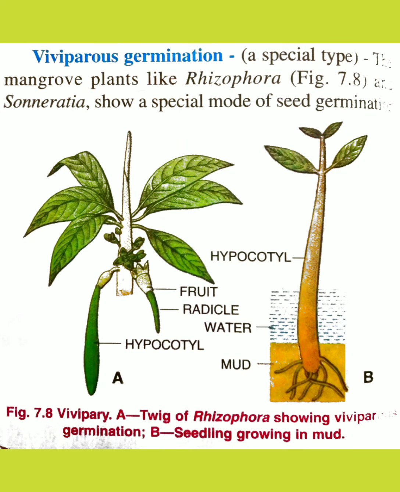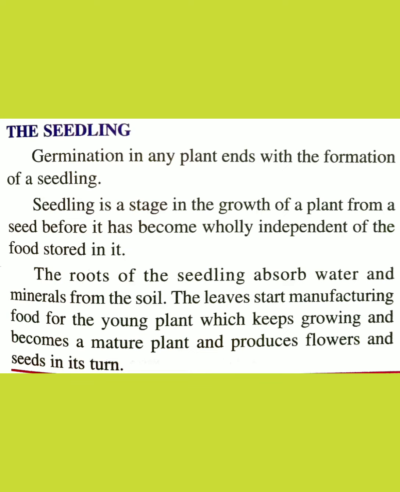Some plants show viviparous germination, in which the seed germinates inside the fruit while it is still attached to the parent plant. And after germination, the plant drops the seedling into the soil, which develops root and fixes itself. So, what is a seedling? A seedling is a very young plant that grows from a seed. Germination in any plant ends with the formation of a seedling.